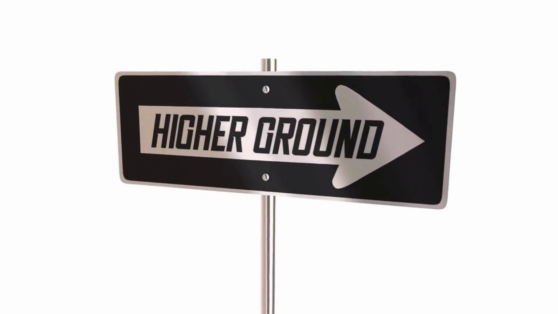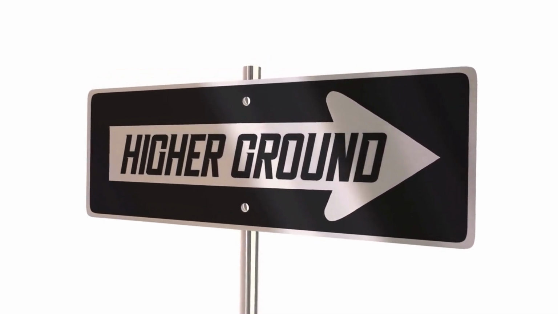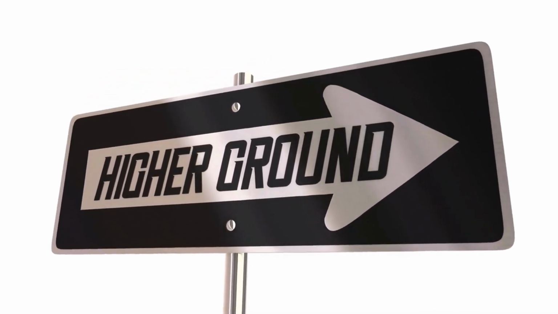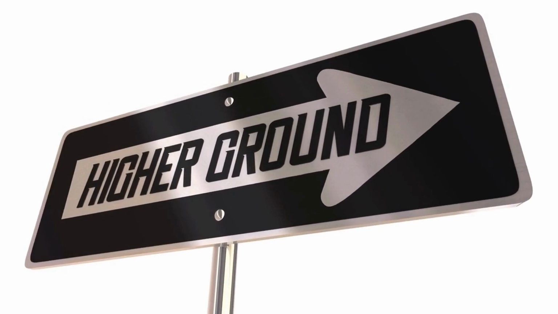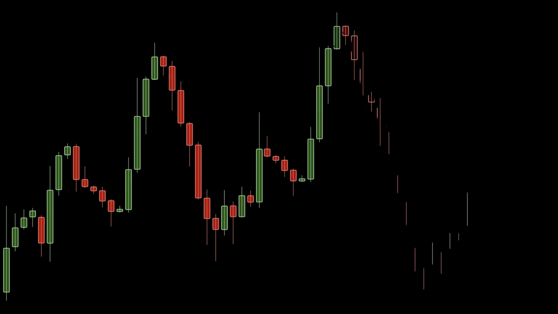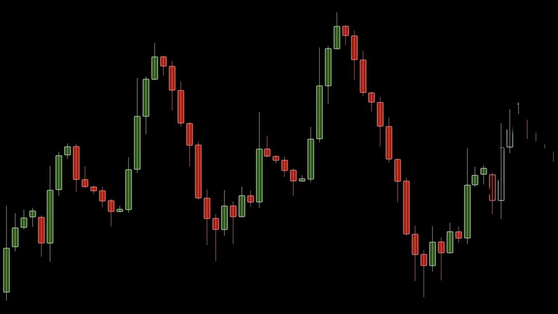Pivot point reversal strategy. This strategy involves buying or selling an asset when the price reaches a pivot point level and then reverses direction. Traders may look for price action signals, such as a doji candlestick pattern or a bullish or bearish engulfing pattern, to confirm the reversal before making a trade.